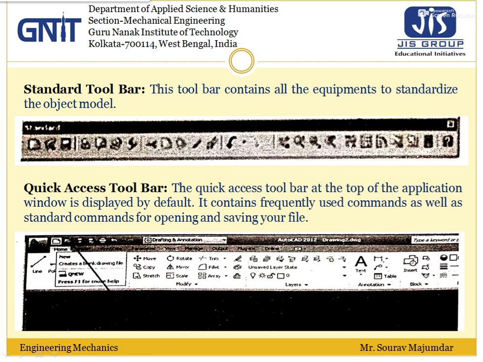And these are the other two tools: the standard toolbar, which contains the equipment to standardize the object, and the last one, the quick access toolbar. This quick access toolbar at the top of the application window is displayed by default, and it contains frequently used commands as well as the standard commands for opening and saving your file. So if you open your AutoCAD screen, at the top, here, the quick access toolbar is situated. So these are the generally used toolbars.